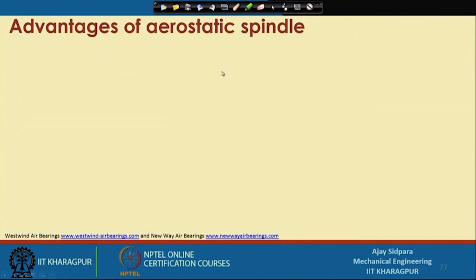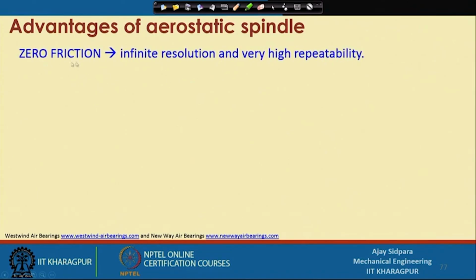Now, let us discuss a summary of this particular aerostatic bearing. What are the advantages? It has zero friction, so infinite resolution and very high repeatability are possible here, with the condition that you are adding one particular encoder also. If your encoder resolution is not good, then there is no way you get the complete advantage of the spindle speed.